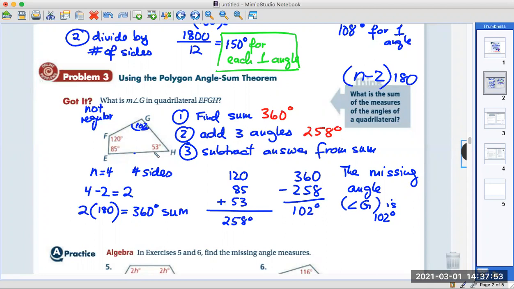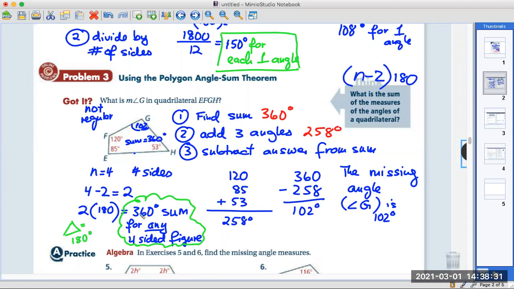Yeah. If you add all 4, the sum has to be 360. So 360 degrees is the sum for any four-sided figure. And this right here, I want you to highlight because you're going to maybe be asked that in my questioning when you show me your homework. For a triangle, it's 180. And for a quadrilateral, 360.